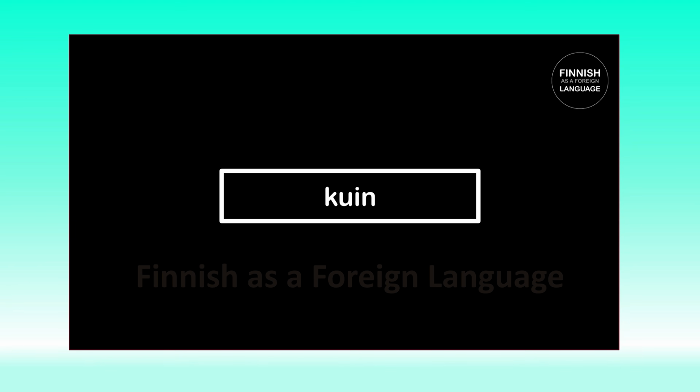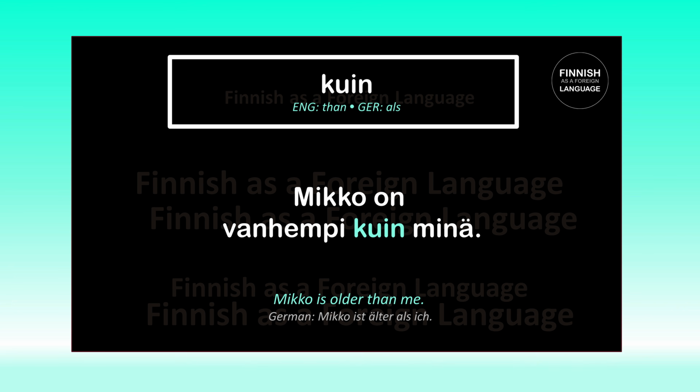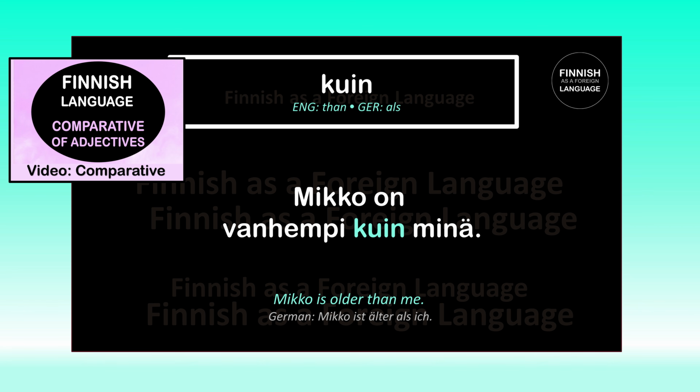Next one is kuin, which means than. For example, Mikko on vanhempi kuin minä. Means Mikko is older than me. Let's go step by step. On vanhempi means is older. Here we have the comparative of vanha, which means old. Kuin is our conjunction meaning than, and minä means I. Let's repeat again. Mikko on vanhempi kuin minä. Mikko is older than me.